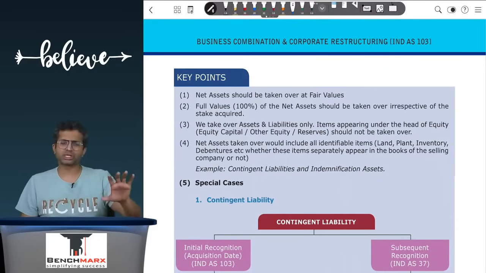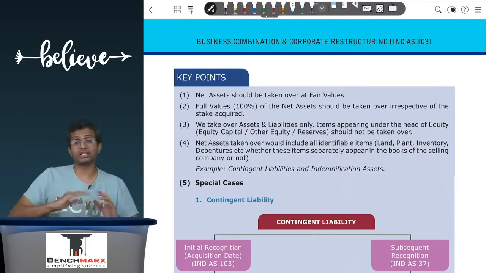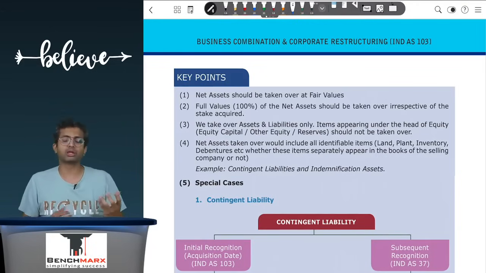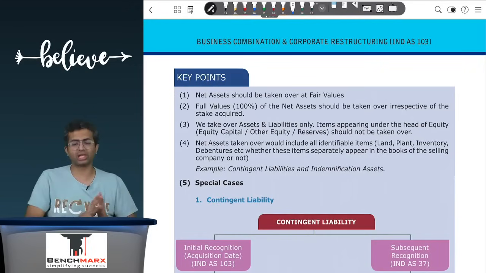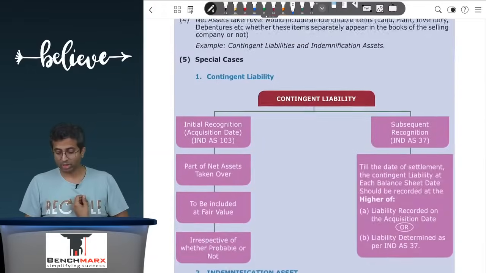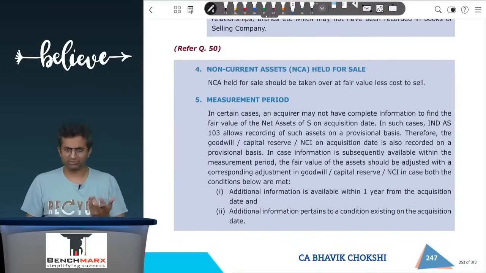Subsequent accounting for this contingent liability or indemnification asset will go as per Ind AS 37. However, the standard tells you that you will record this contingent liability at an amount which is the higher of the liability as per Ind AS 37 or the liability at which it is initially recorded till the time it ultimately gets settled. Now, subsequent accounting we have discussed.